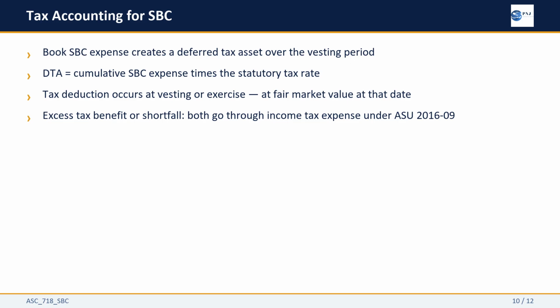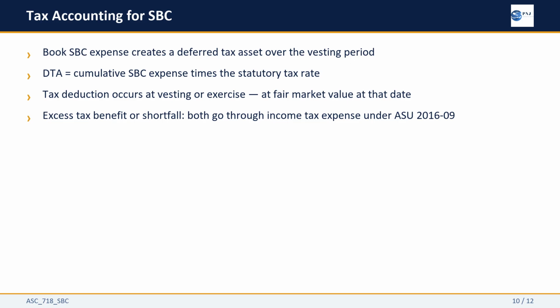Here is where it gets interesting. If the stock price at vest is higher than the original grant date fair value, the tax deduction exceeds the cumulative book expense. That excess is an excess tax benefit. If the stock price has fallen, the tax deduction is less than the book expense. That is a tax shortfall. Under ASU 2016-09, both excess benefits and shortfalls flow entirely through income tax expense in the period of vest or exercise.